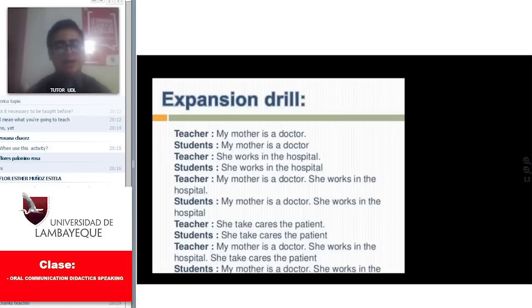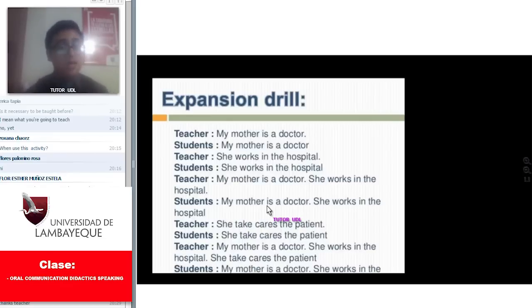Okay, very good. So as I was telling you before, the next kind of drill that I have today to show you is expansion drill. For example, here you see, the teacher says, my mother is a doctor. So the students are going to repeat the same, my mother is a doctor. Then the teacher is going to say, she works in the hospital. So then the students are going to say, she works in the hospital. But now the teacher is going to put two sentences together. For example, here, my mother is a doctor, she works in the hospital. And the students are going to do the same, right? So my mother is a doctor, she works in the hospital.